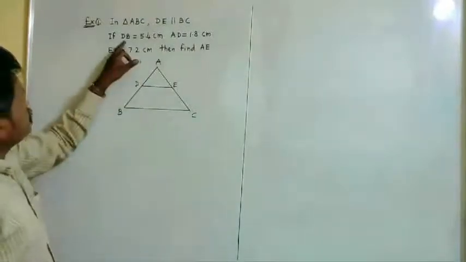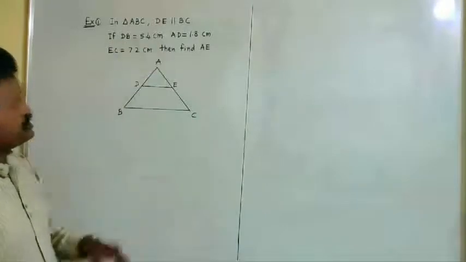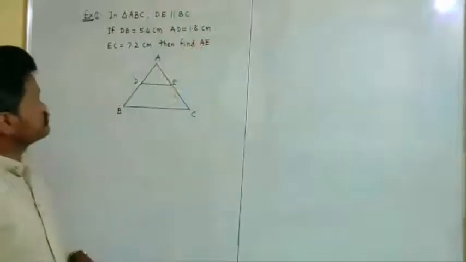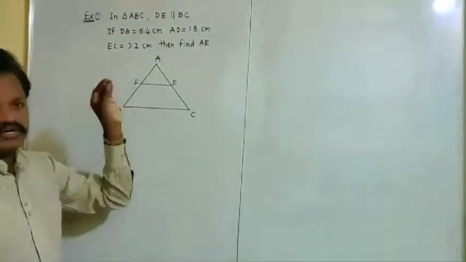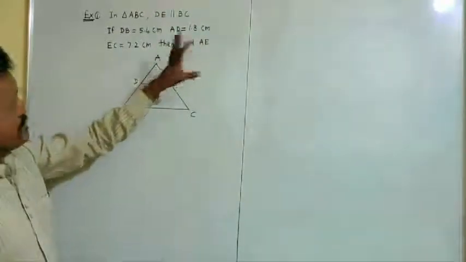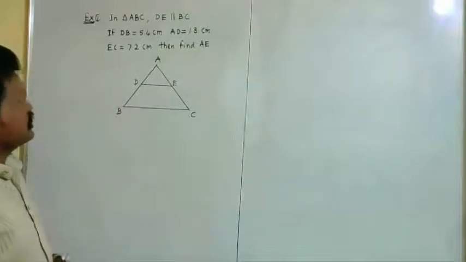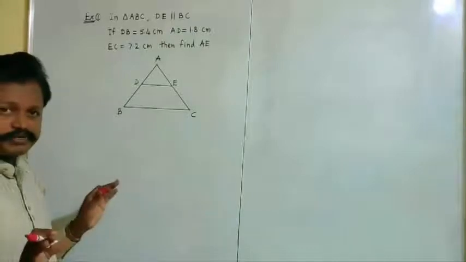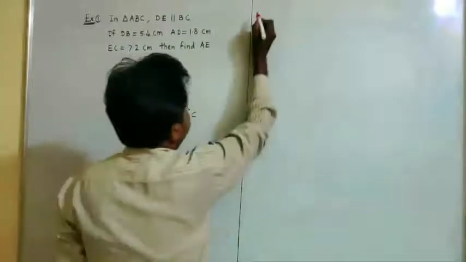And given here, if DB is equal to 5.4 centimeters, AD is equal to 1.8 centimeters, EC is equal to 7.2 centimeters, find AE. What do you find out here? AE. So how to find it? For that, we write first the given. What is given here?